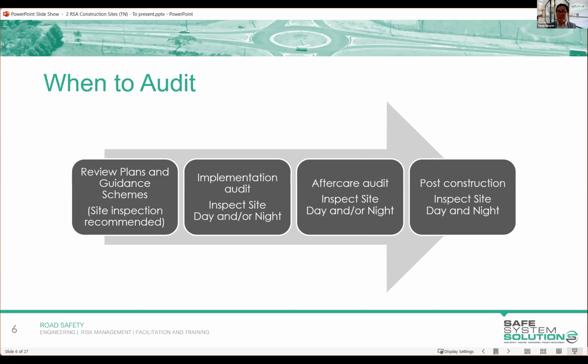So it's quite important. And then the last stage is post-construction. So after the construction is finished, it is also important to have a look at the site, drive up and down, making sure the site is safe.